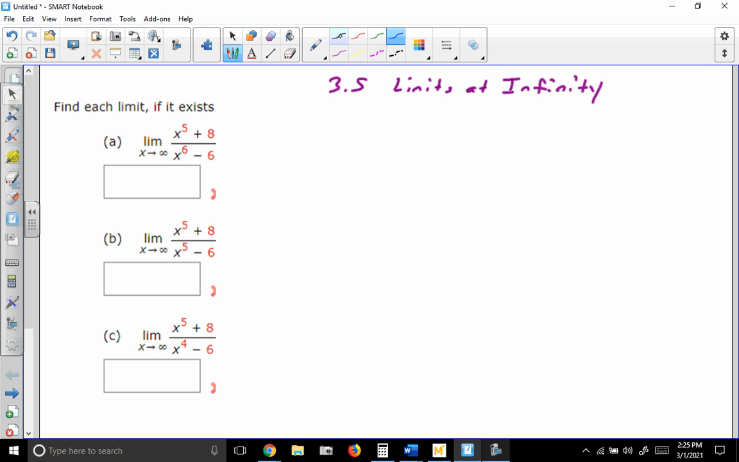So what we do is we try to utilize the fact that a constant over x, as x goes to infinity, goes to 0. So how are we going to do that? Let's pick the largest degree, the largest power of x that we have in our fraction. In the denominator, we have x to the 6th. So we're going to divide the top and the bottom, each term, by x to the 6th. Or you could say we're going to multiply the top by 1 over x to the 6th and the bottom by 1 over x to the 6th.